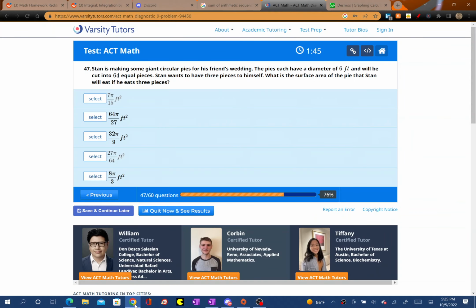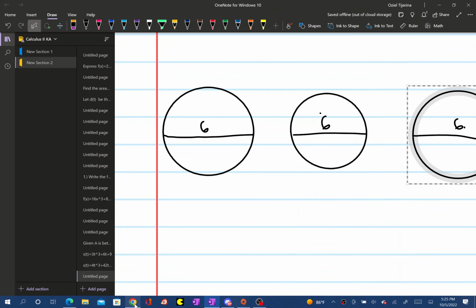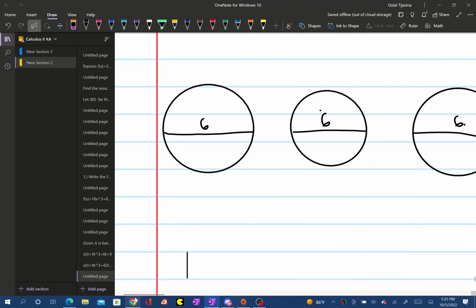So what is the surface area of the pie that Stan will eat if he eats 3 pieces? Okay. Honestly, I'm assuming this is like surface area of a sphere. I don't know what else it would be.